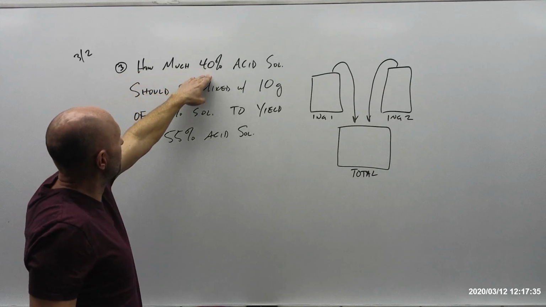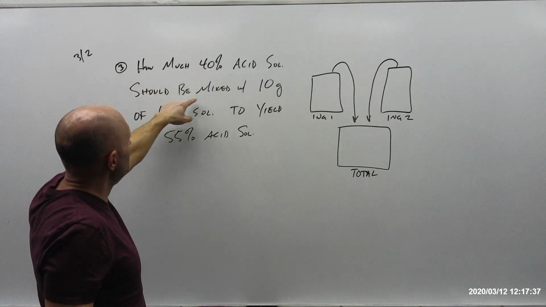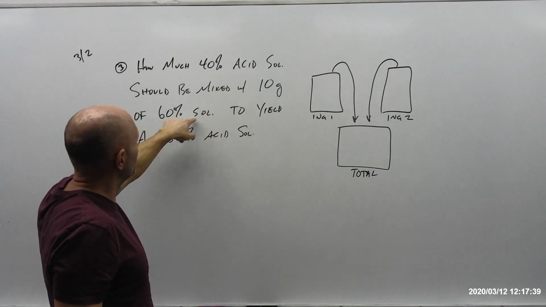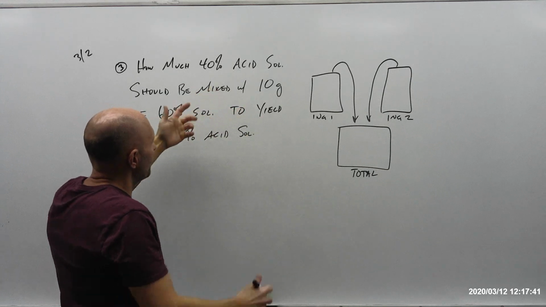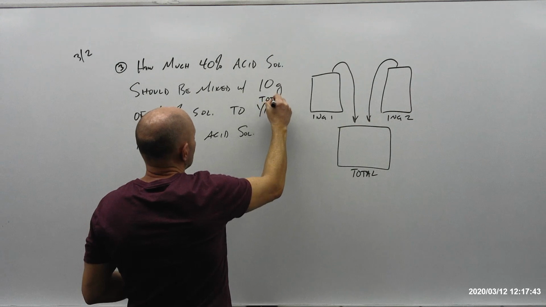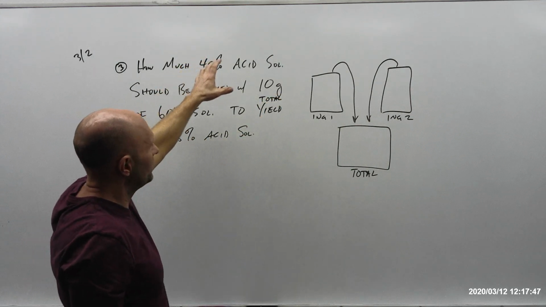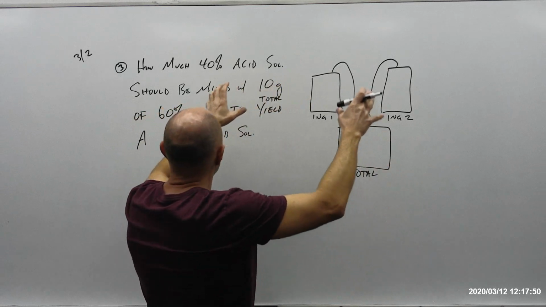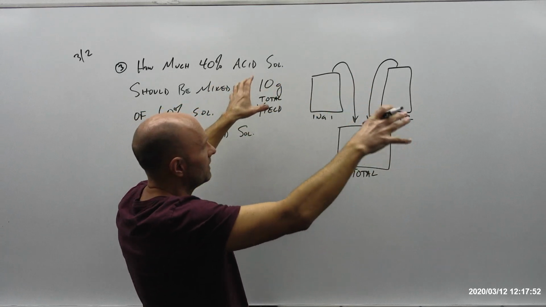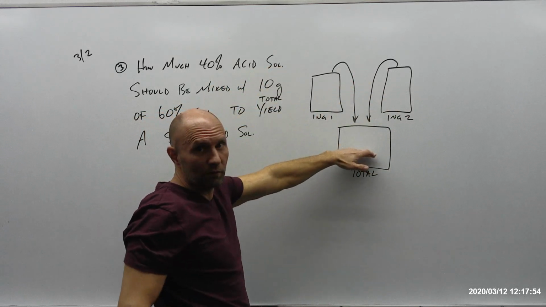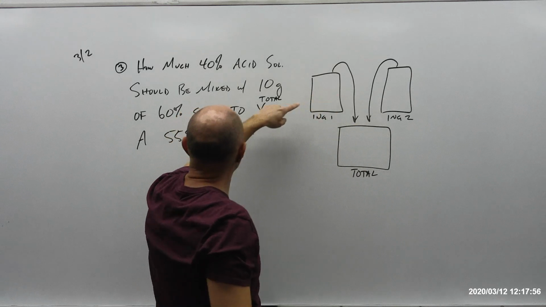How much 40% solution should be mixed with 10 gallons of 60% to yield, or to end up with, or to total 55% acid solution? So I'm taking this 40%, I'm taking the 60%, I'm dumping them in to end up with a 55. So how does that look in this picture?